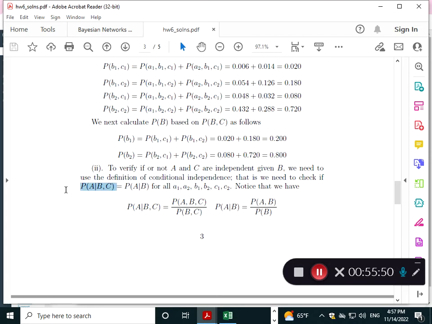Given BC, I get A. And then I do it, given B, I know I check A. But if I can show that given B, I know A, and given BC, I know A, I'm going to end up with the same number. Then I know that knowing or not knowing C is not important. Agree? So far, so good?